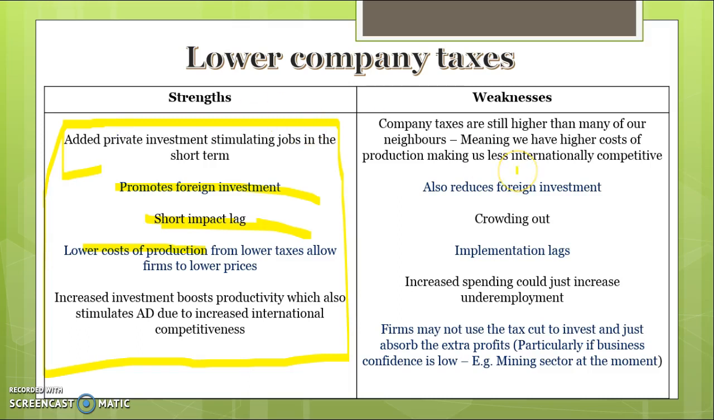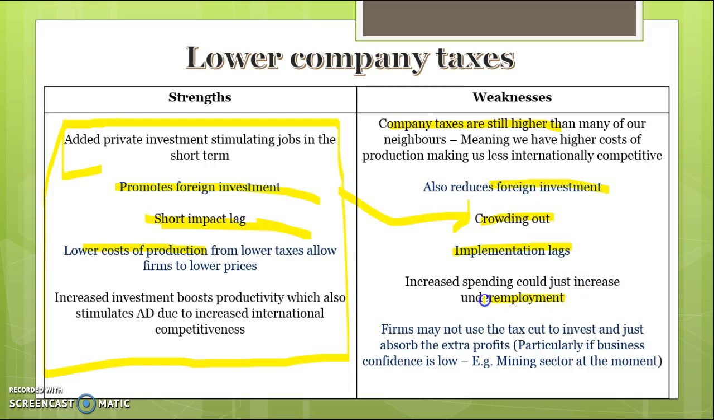In terms of weaknesses, you could talk about the fact that our company taxes are still much higher than many other countries. So that makes us less internationally competitive because we've still got higher cost structures here than they do overseas. That also reduces foreign investment. Lower company taxes make it harder for us to achieve fiscal consolidation and may lead to higher interest rates through crowding out. There's a large implementation lag. It's hard to get policy through the Senate, so it might be less effective because it takes too long.